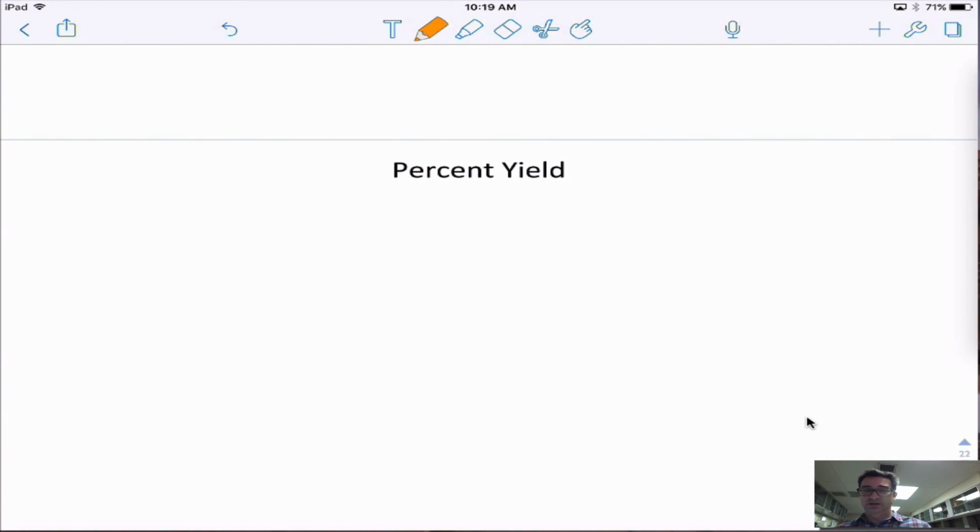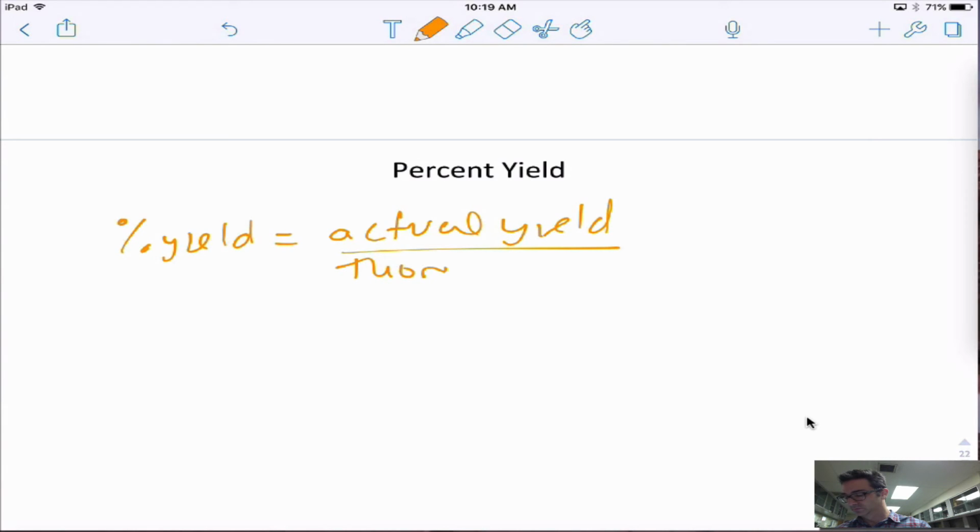The last thing that I want to talk to you about for this video is percent yield. And percent yield is equal to the actual yield over the theoretical yield times 100. So actual yield, that is how much you actually make. This is in the lab. The theoretical yield, on the other end, this is how much you get from a calculation.